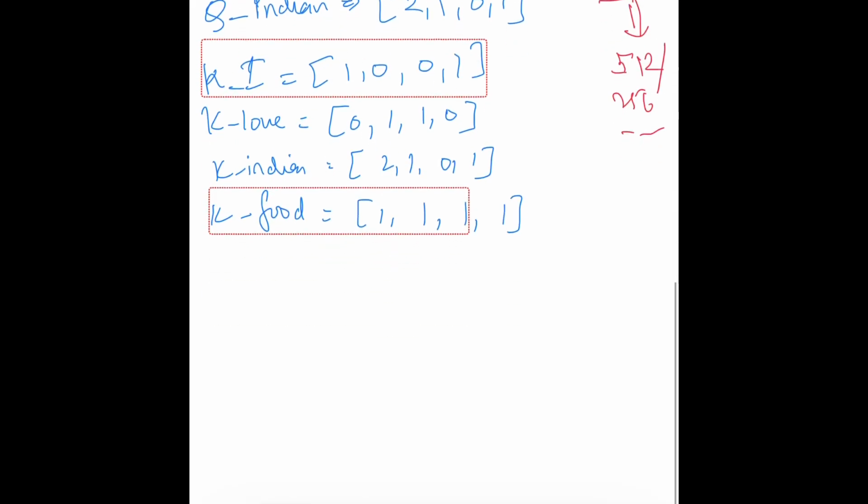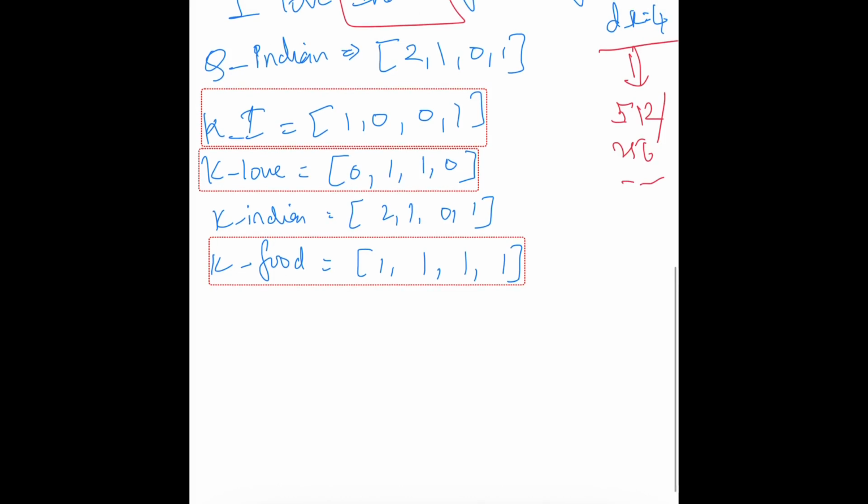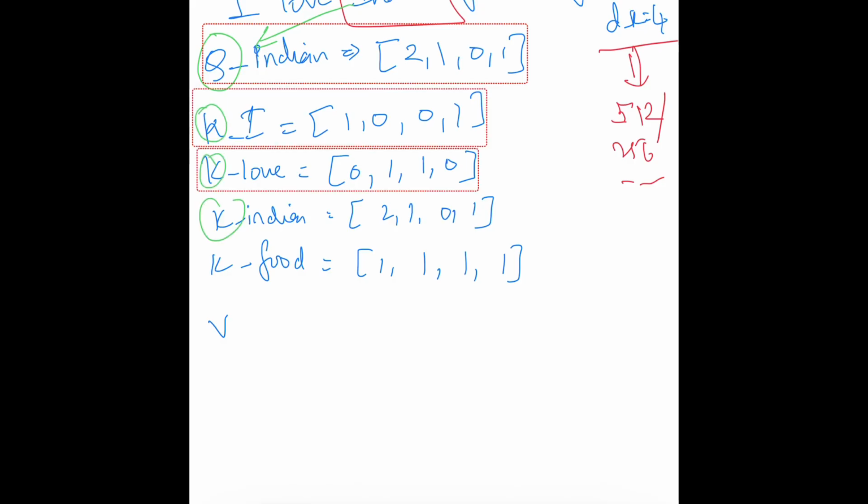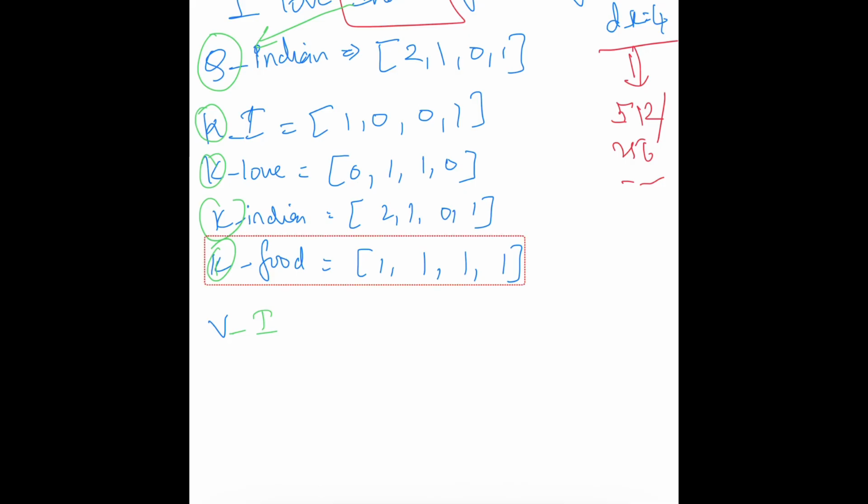Keeping it simple with 0, 1, 2, and now the last part, which is the V, right? So we are calculating the attention for the word Indian. Over here we calculated K, and now we'll also need 4 V vectors, right?